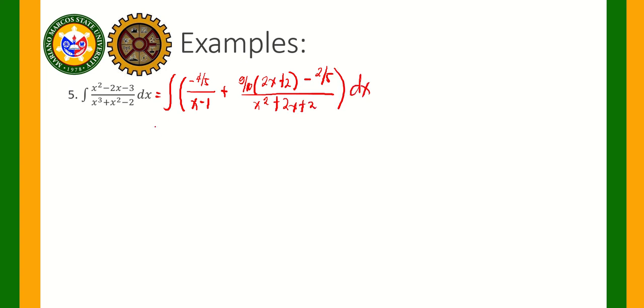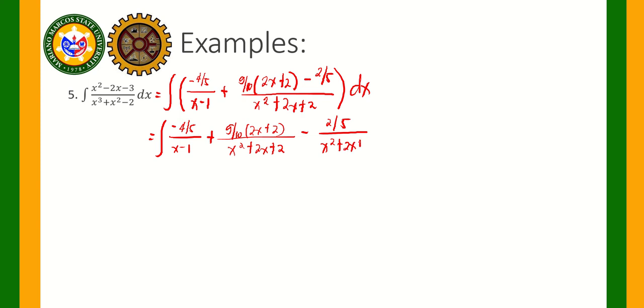So, simplify muna natin. This will be equal to the integral of negative 4 over 5 over x minus 1 plus 9 over 10 times 2x plus 2 all over x squared plus 2x plus 2 minus 2 over 5 over x squared plus 2x plus 2, and then don't forget yung dx natin. So we can separately integrate every term.